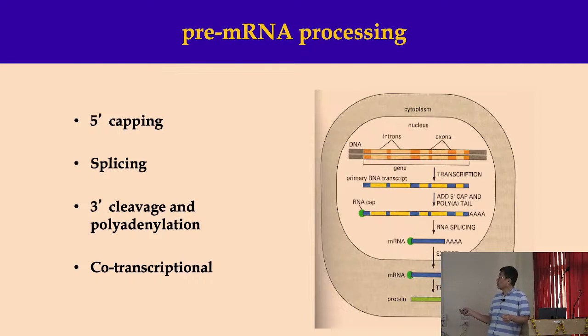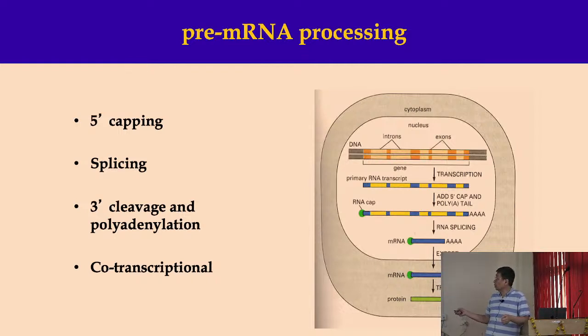And then the primary transcript has to go processing, including putting a cap at the 5' end, which is very important for the messenger RNA. And then the introns have to be spliced out. And then the 3' end of the RNA has to be cleaved at a specific location, followed by the addition of a poly A tail, so-called 3' end cleavage and polyadenylation. Okay. And then you get the mature mRNA that can be exported from the nucleus, into the cytoplasm where it is translated.